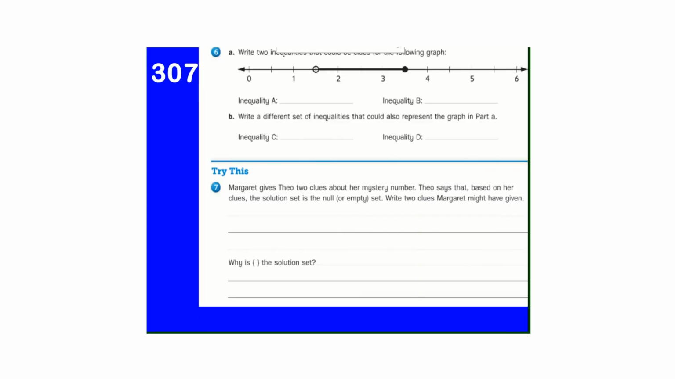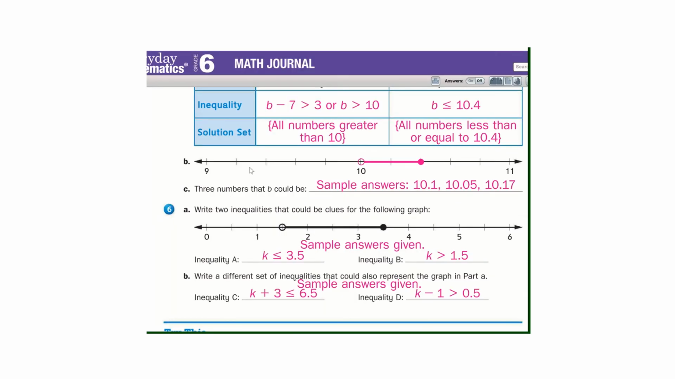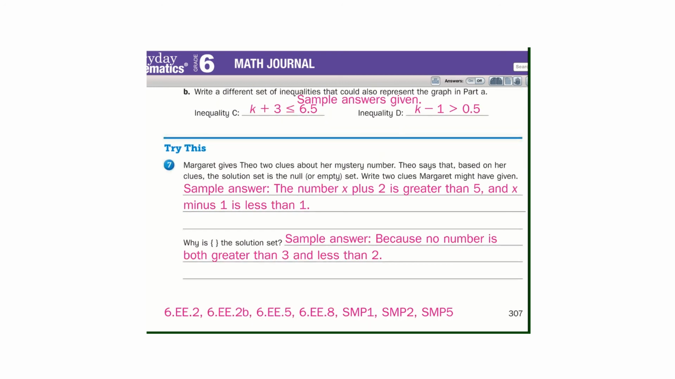Okay, so if you want to go ahead and do the Try This for number 7, go ahead. If you don't, that's okay. Sometimes they're kind of difficult. So if you want to pause it, go ahead and try it. And here are, whoops, I gotta go down a little bit. There are some sample answers for that one, if you tried that one.